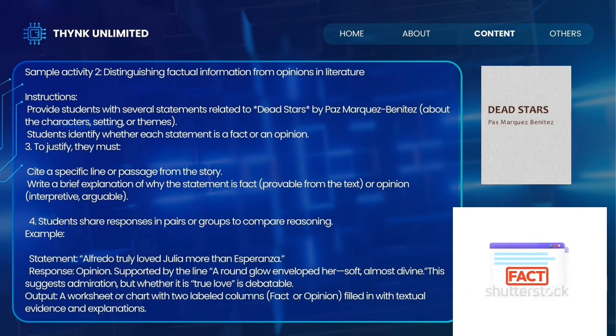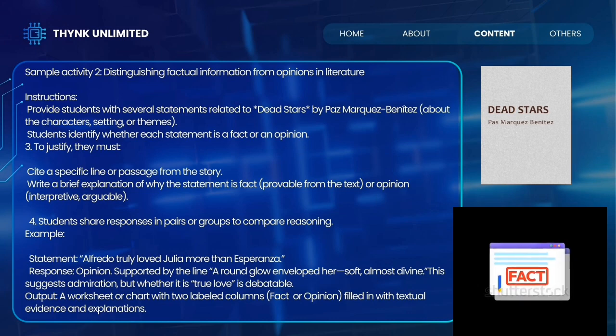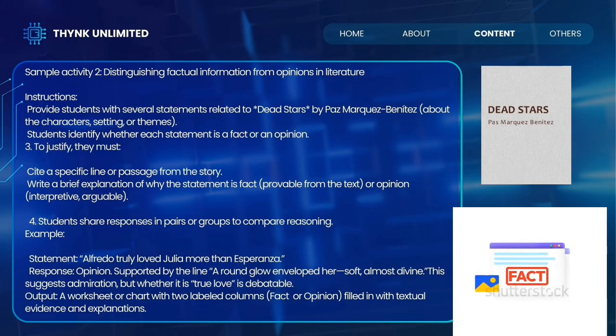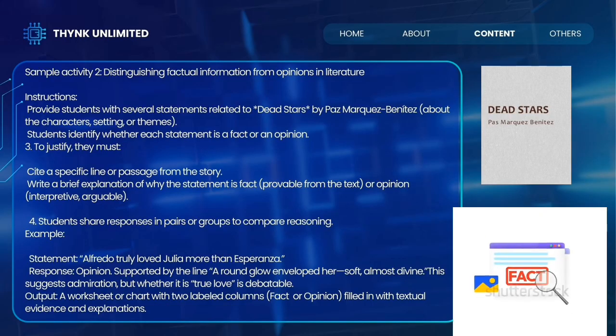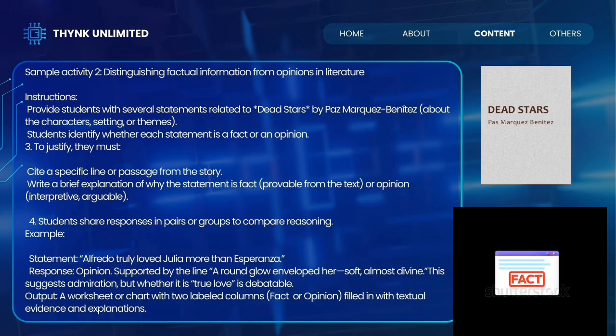For the next activity, this is called fact or opinion with textual evidence. Literature often mixes facts and opinions, and as readers, we need to know the difference. So in this activity, the teacher will give them several statements about a specific story entitled Dead Stars. Their task is to decide if each one is a fact or opinion. Then they are going to back it up with a specific line from the story.